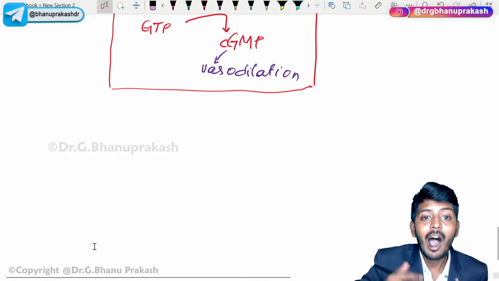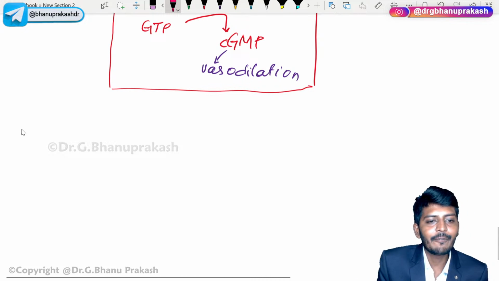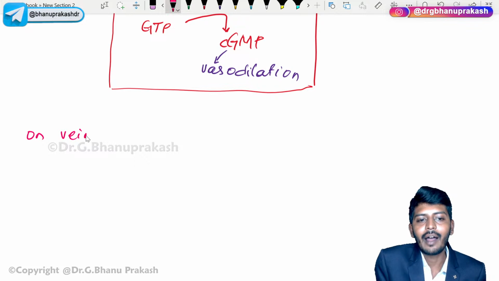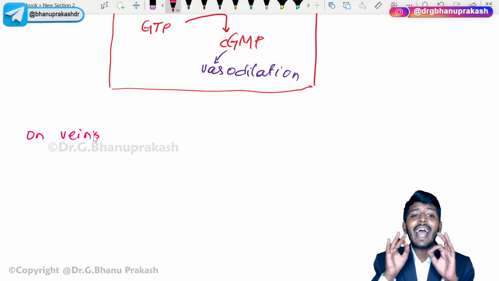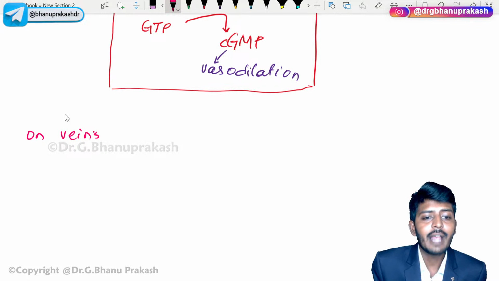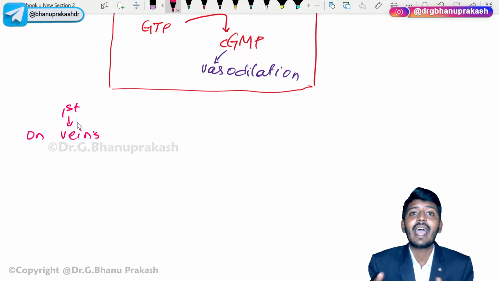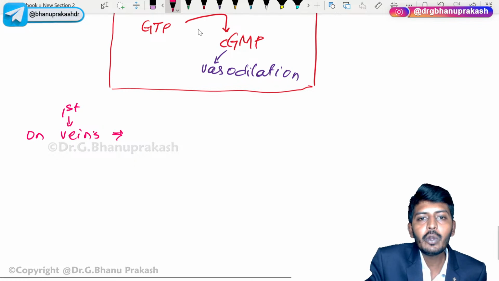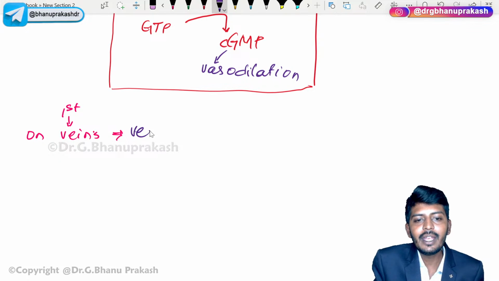How exactly do organonitrates act? They have high affinity, and their first action is on the veins. Where will they act? On the veins. Why? Because the first effect of organonitrates is always seen on the veins, because they have more affinity towards the veins. So if they act on the vein, what will happen? They will cause venodilation.